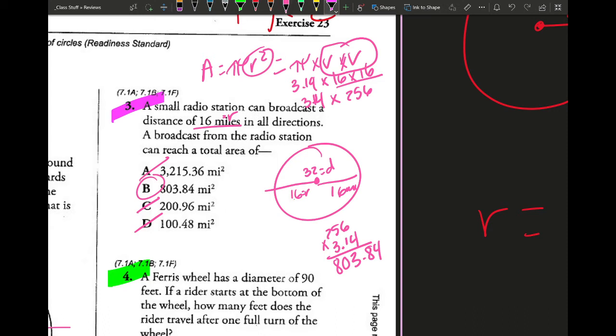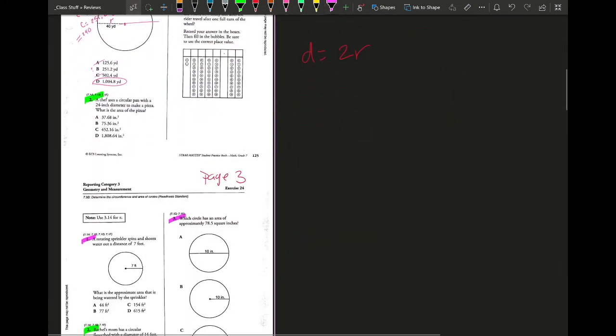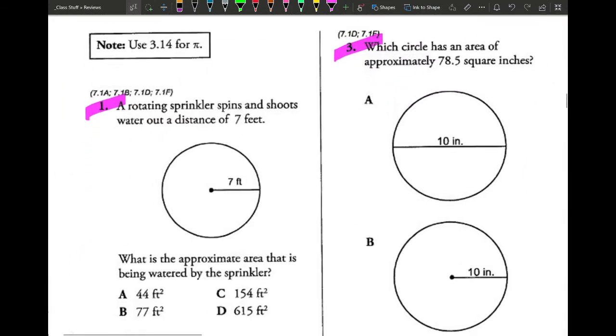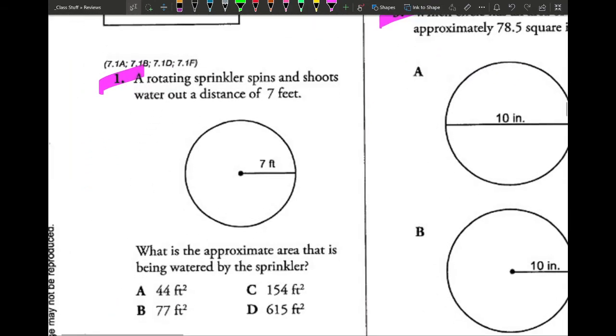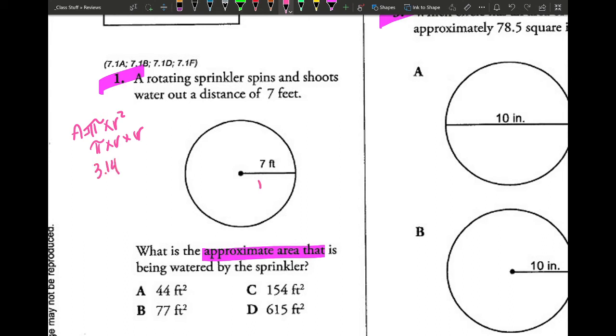Mister, how do you know it's an area question? Right there. Let's see, more area questions. What do we have? Number 1 on page 3. Rotating sprinkler springs and shoots water at a distance of 7 feet. What is the approximate area that is being watered by the sprinkler? Again, same formula, pi times radius squared. Pi times radius times radius. 3.14. This is my radius, right? They gave me the radius, not the diameter.